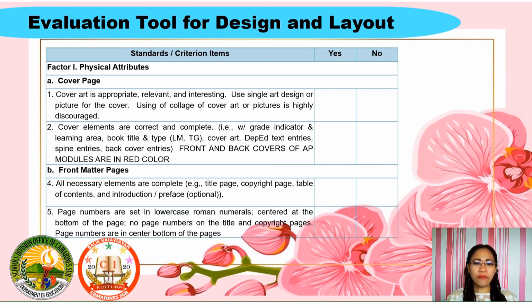Number 2, cover elements are correct and complete, such as grade indicator, learning area, book title and type, cover art, different text entries, spine entries, back cover entries. Front and back covers of AP modules are in the red color. Front matter pages. All necessary elements are complete, such as title page, copyright page, table of content, and introduction or preface. Then, page numbers are set in lowercase Roman numerals, centered at the bottom of the page. No page numbers on the title and copyright page. Page numbers are in the center bottom of the pages.